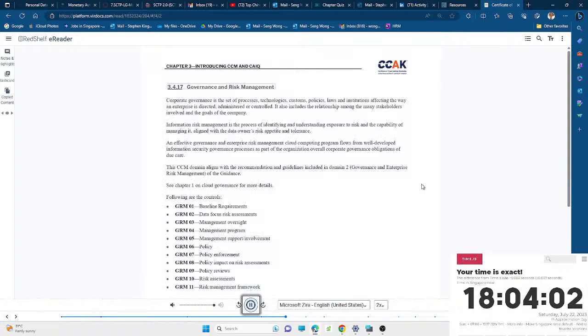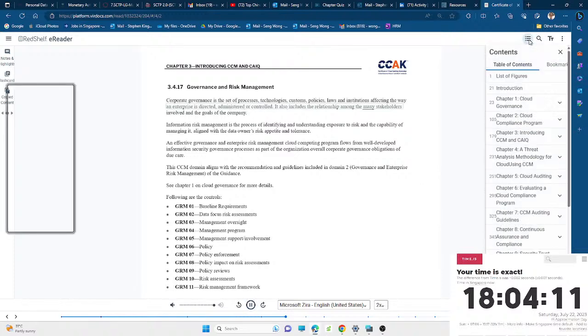3.4.17 Governance and Risk Management. Corporate governance is the set of processes, technologies, customs, policies, laws and institutions affecting the way an enterprise is directed, administered, or controlled. It also includes the relationship among the many stakeholders involved and the goals of the company. Information risk management is the process of identifying and understanding exposure to risk and the capability of managing it, aligned with the data owner's risk appetite and tolerance.